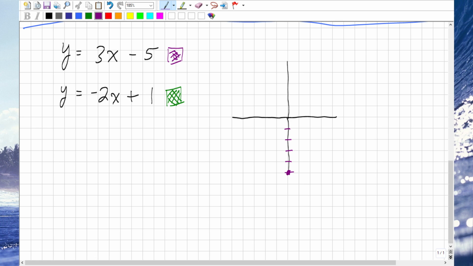And I make a dot. Then the slope being 3 means I go up 3 and to the right 1. So 1, 2, 3, 1.